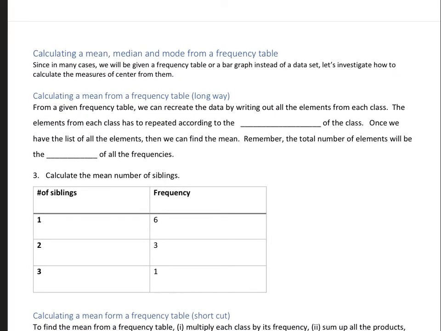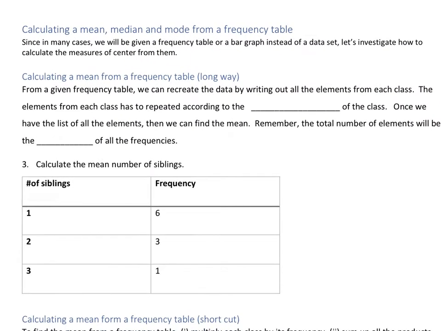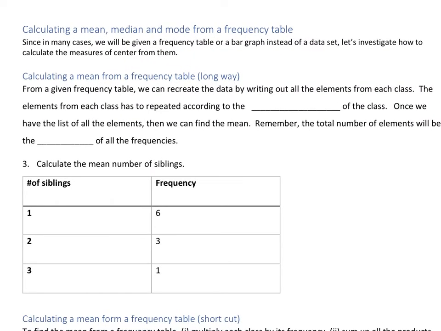After you're done with number 2, let's get into the next topic. Here we're going to look at calculating mean, median, and mode from a frequency table. So sometimes this is more realistic because in many cases we're going to be given a frequency table instead of raw data. So you're not going to get a bunch of numbers, but we're going to get it in an organized way. Many times you're going to see a frequency table or bar graph instead of just the actual data set.